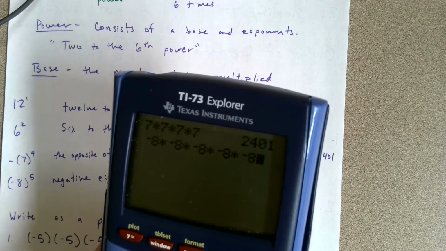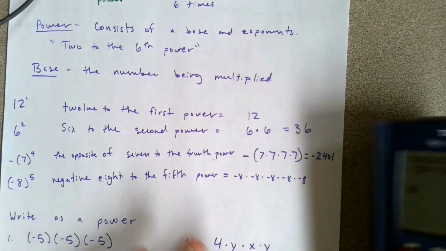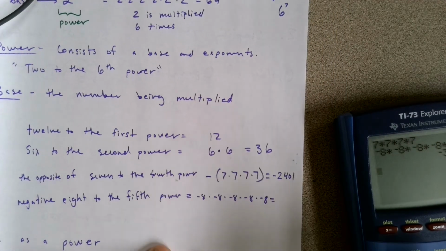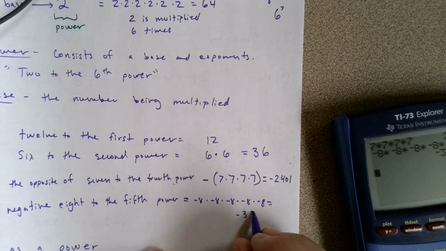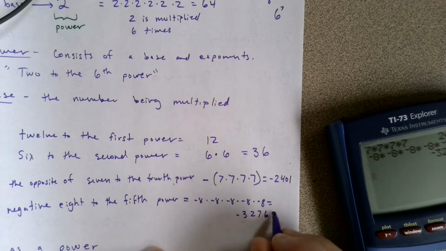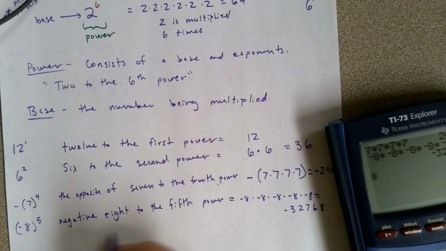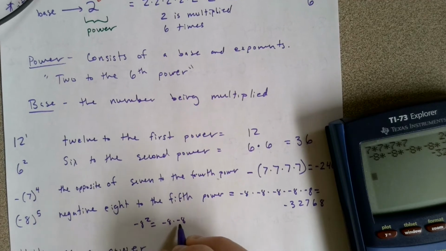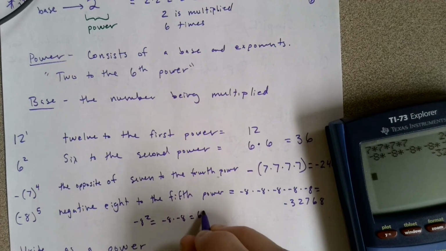We've got to remember every time that we do a negative, it's going to change back and forth from positive to negative. So for example, if I had negative 8 to the second power, it would be negative 8 times negative 8, which is a negative times a negative, which is going to be a positive 64.